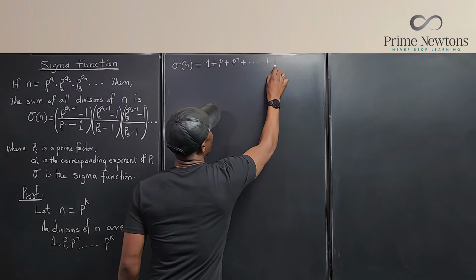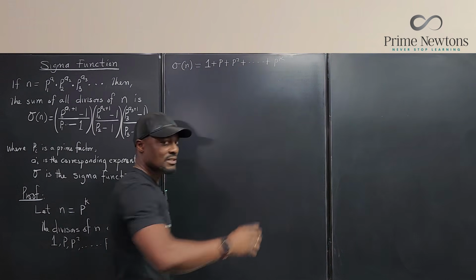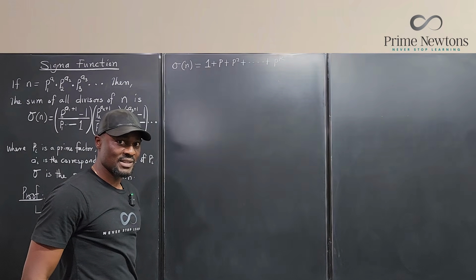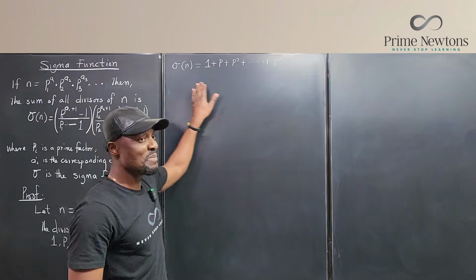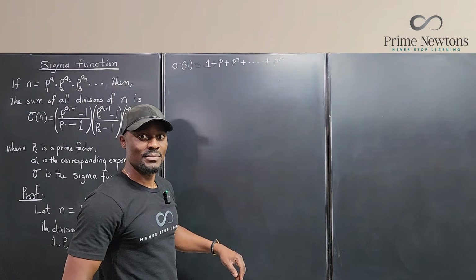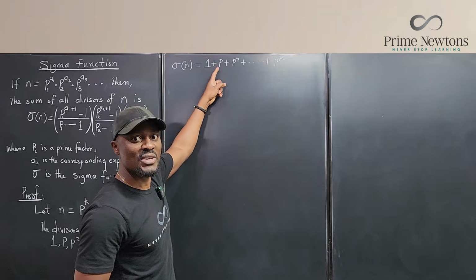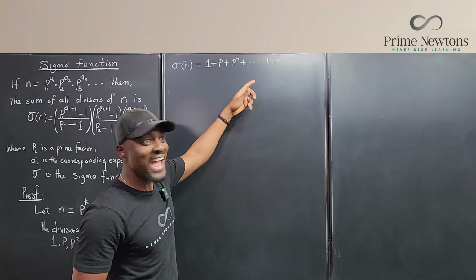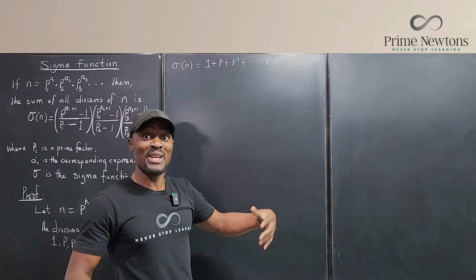Do you see what's going on? Have you seen this before in your algebra class? Yes, this is a geometric series where the common ratio is p. You can see, you multiply this by p, you get the next one, and the next one. And we can find the sum of a geometric series.